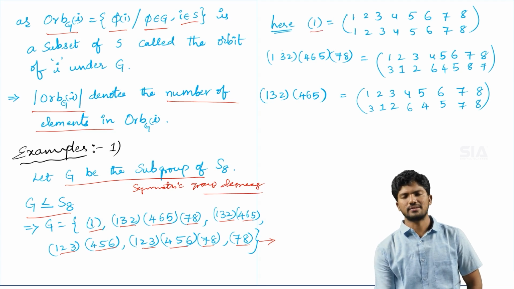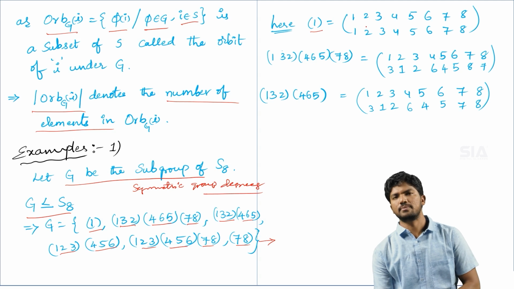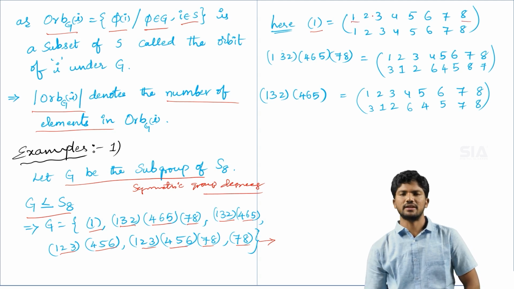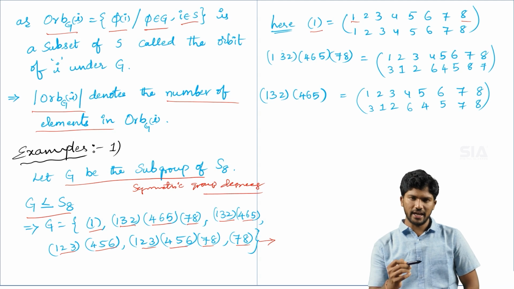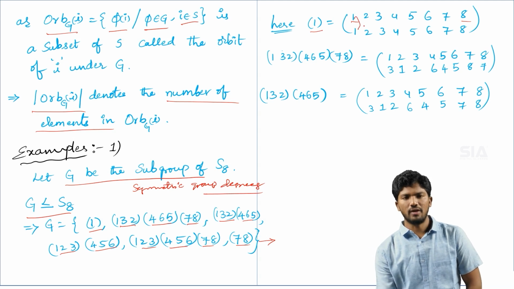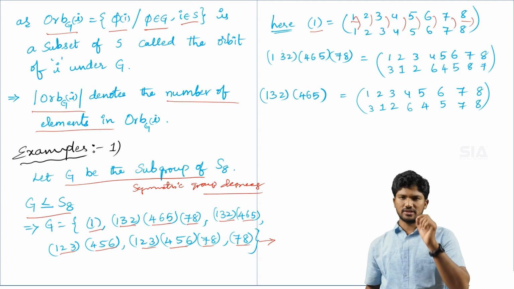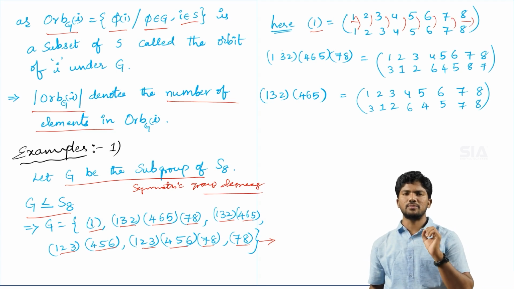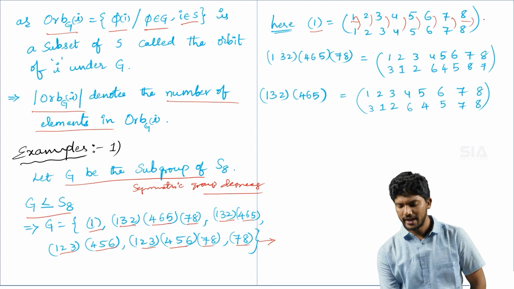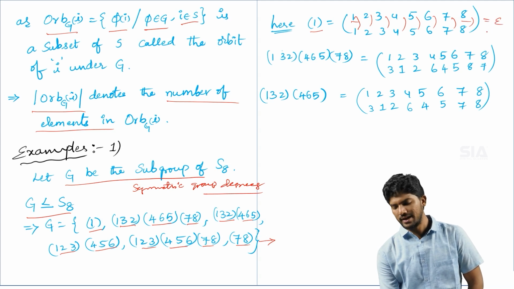If you write 1 in S suffix 8, that means the identity permutation: 1, 2, 3, 4, 5, 6, 7, starting with 1 and ending with 8. And again for 1 you have 1 only. For 2, 2; 3, 3; 4, 4; 5, 5; 6, 6; 7, 7; 8, 8. This type of identity permutation we can denote with epsilon or small e or alpha power 0, whatever it may be.